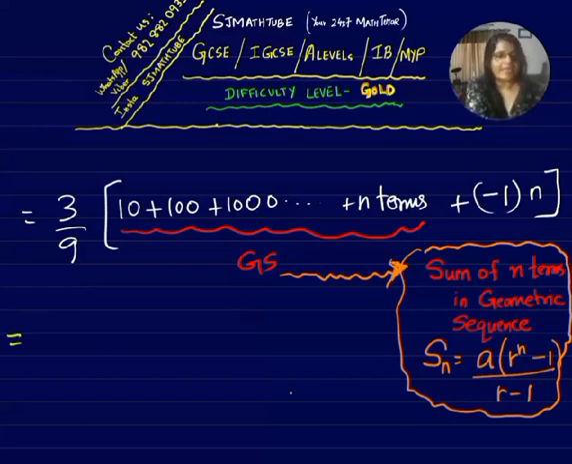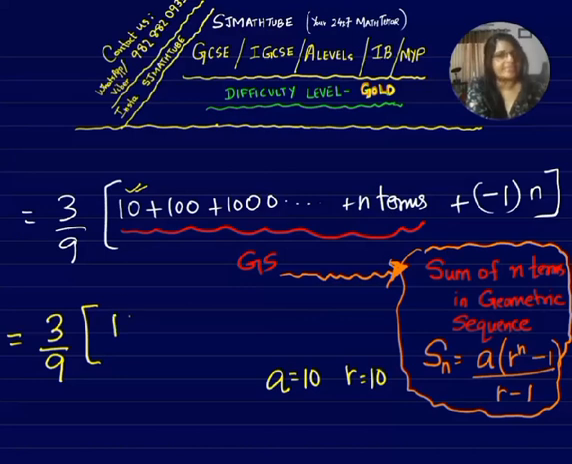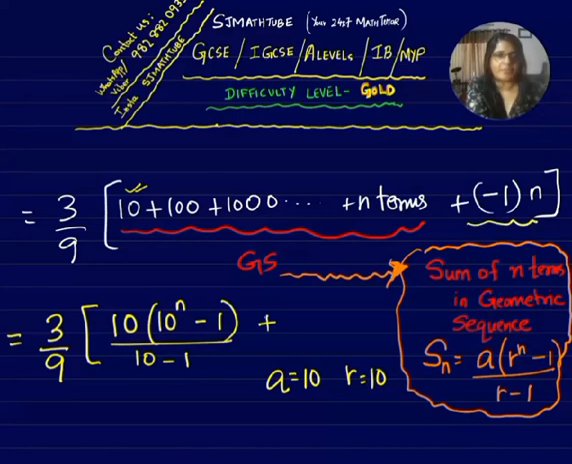Okay, a is our first term. In this case, a is 10. And r means common ratio; it's multiplied each time by 10, so r is also 10 here. Let's substitute this and you'll end up with 3 by 9, and this will become 10 times 10 to the power n minus 1 over 10 minus 1, plus, do not forget our poor minus n at the end.